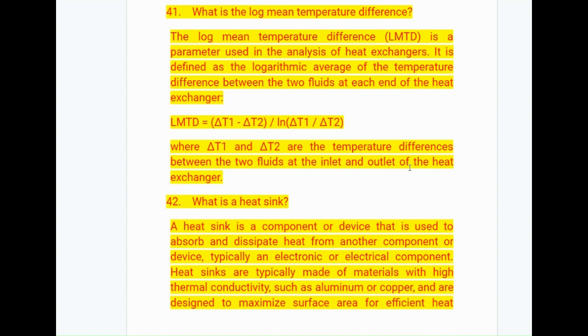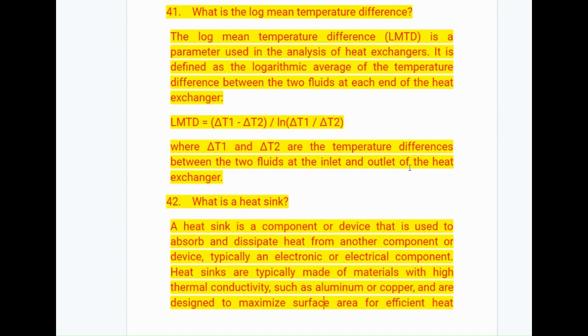What is the log mean temperature difference? The log mean temperature difference, LMTD, is a parameter used in the analysis of heat exchangers. It is defined as the logarithmic average of the temperature difference between the two fluids at each end of the heat exchanger. LMTD is equal to (ΔT1 − ΔT2) / ln(ΔT1/ΔT2), where ΔT1 and ΔT2 are the temperature differences between the two fluids at the inlet and outlet of the heat exchanger.